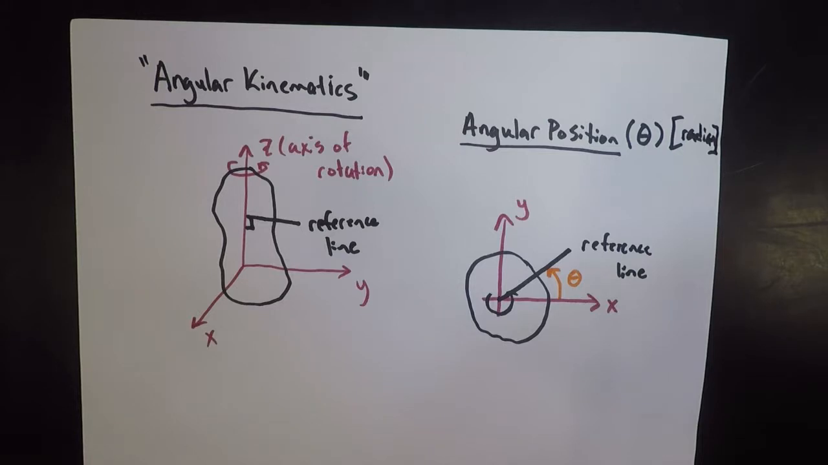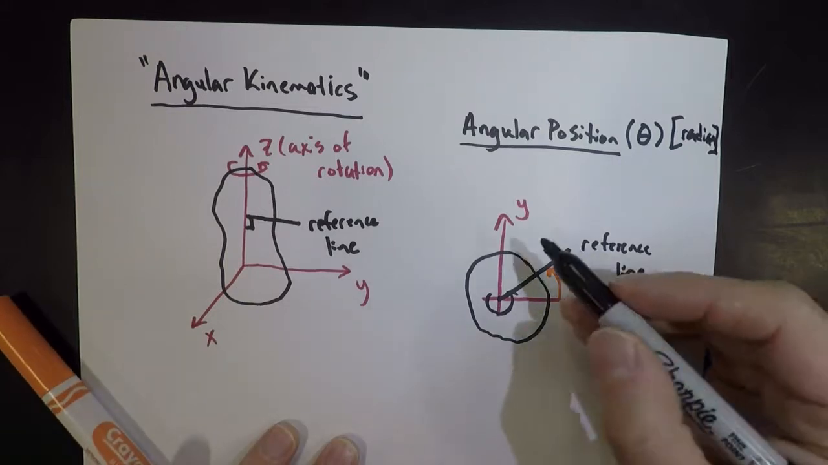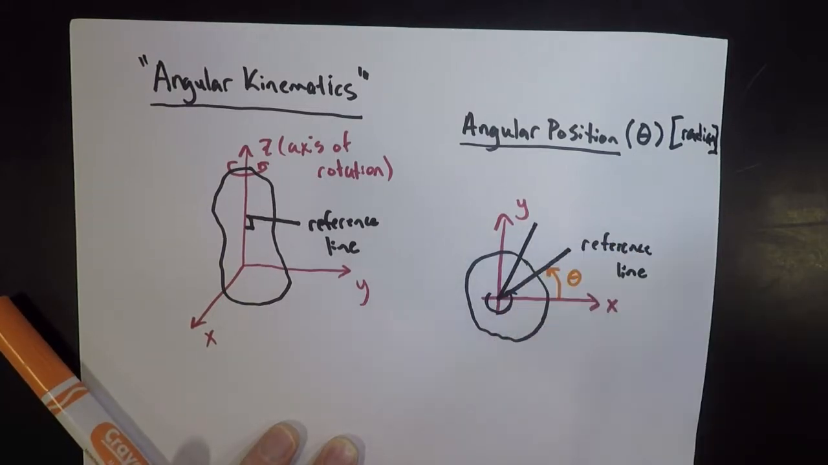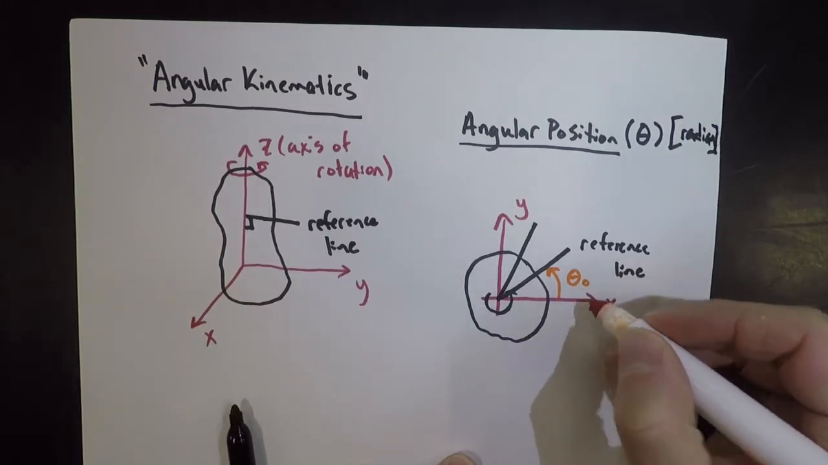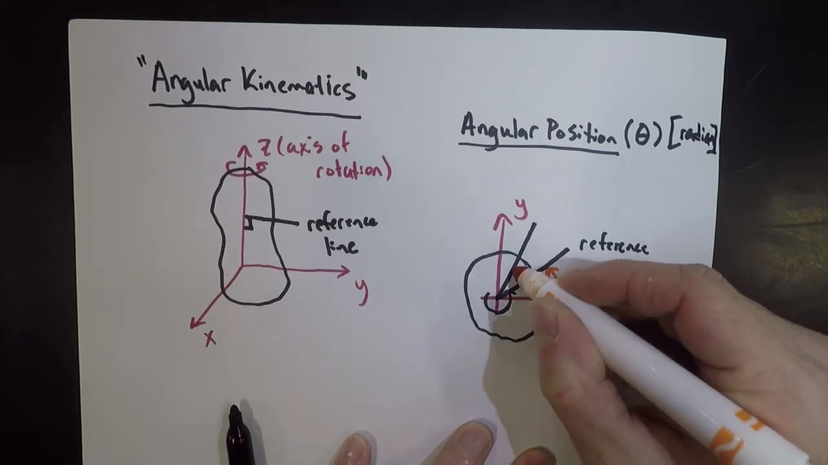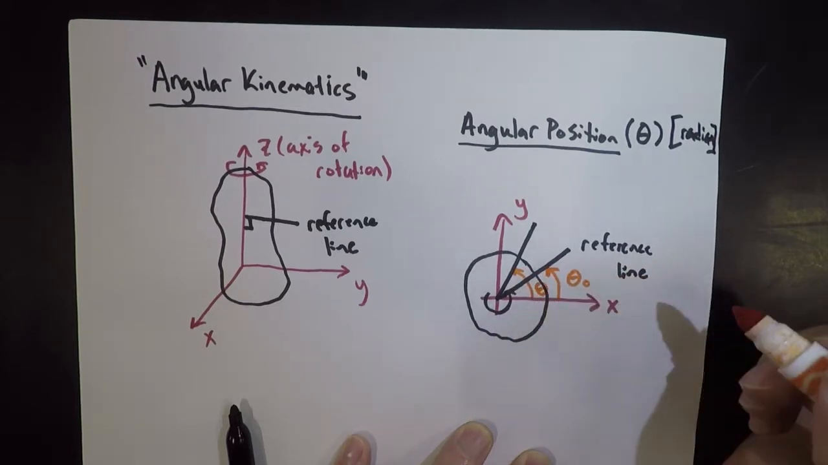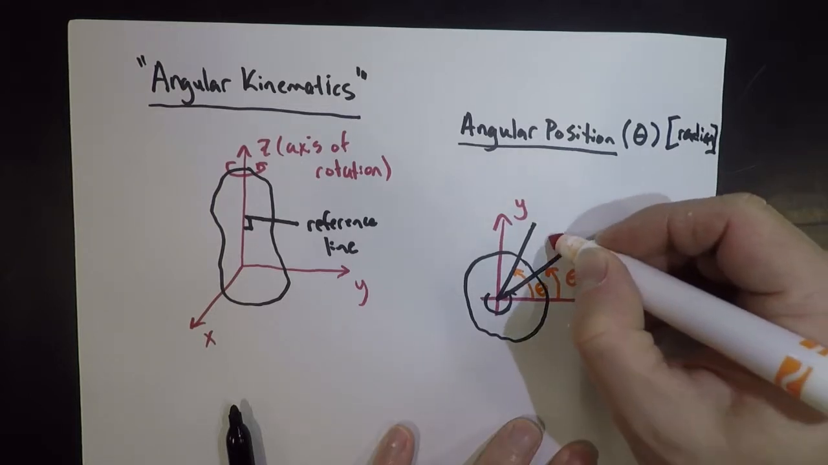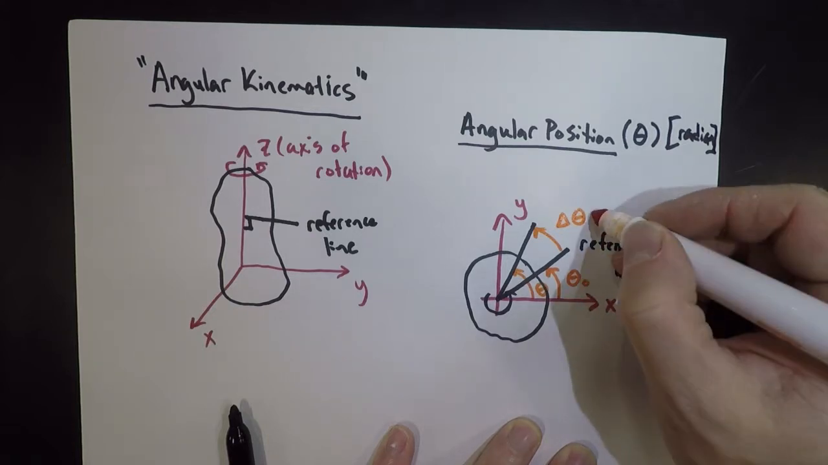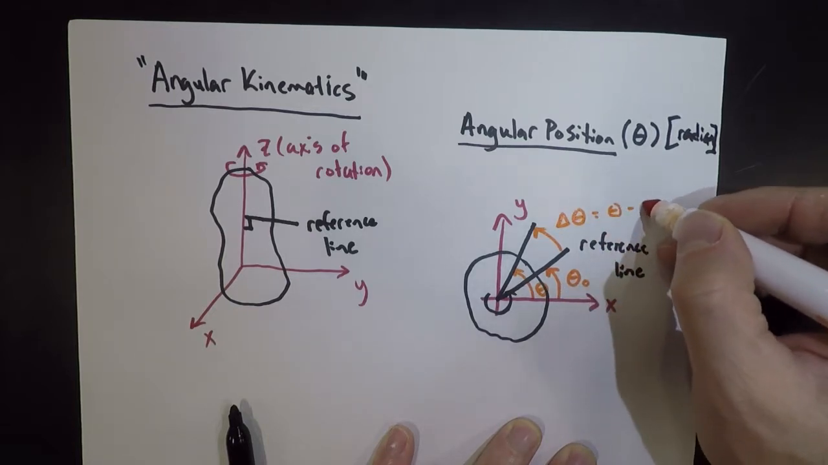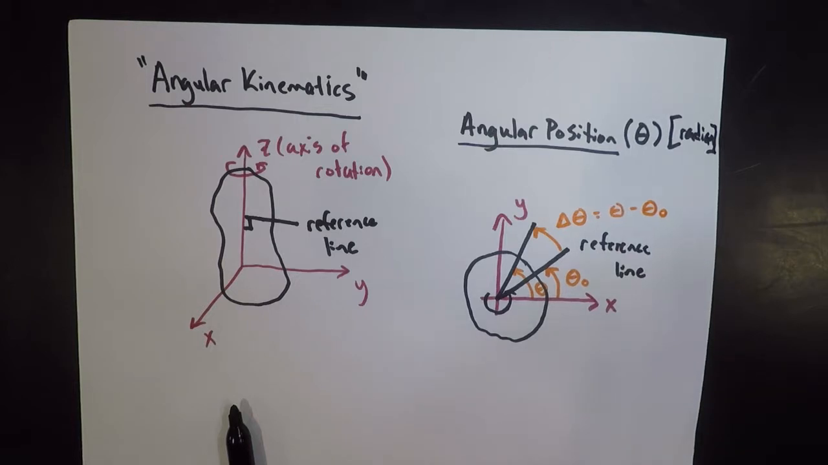So suppose that this thing continues to rotate. This reference line is going to move with the rigid rotating body. It's not going to stay in the same spot. So sometime later, the reference line will be here. It will have experienced an angular displacement. And so it will have gone from some initial angular position theta naught to some final angular position theta. And so we say it experienced an angular displacement, delta theta, where delta theta is the final angular position minus the initial angular position, just like we did with our linear positions.